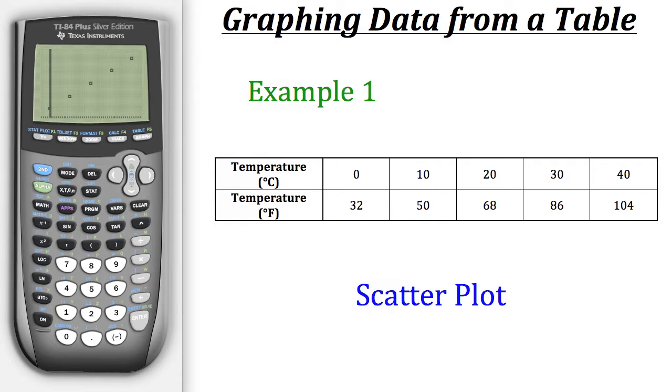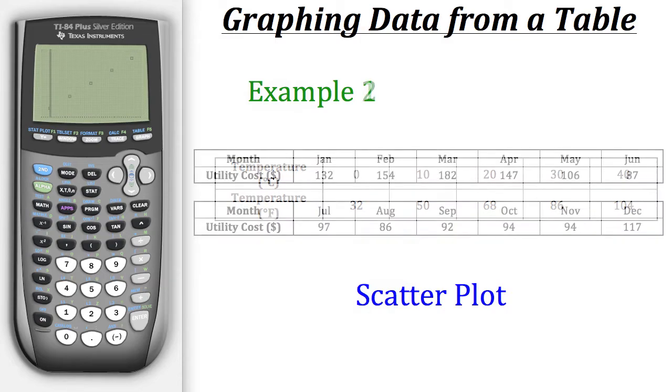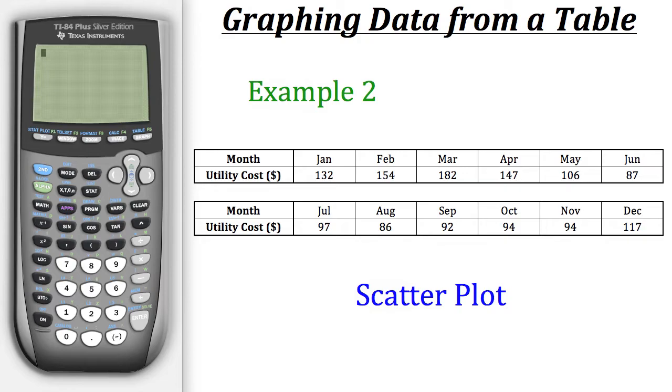Now that we know how to do that, let's take a look at one more example. This time we have a table that shows the monthly utility cost for a household. Now let's put this data into our lists so we could graph it. So we'll go back to stat. Now we still have our old data in these lists, but we could clear them out pretty quickly.